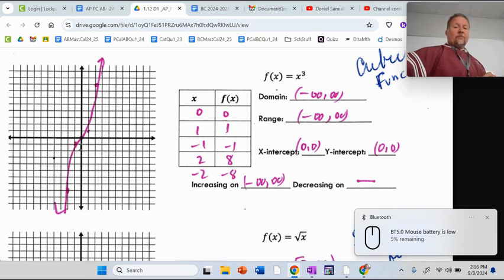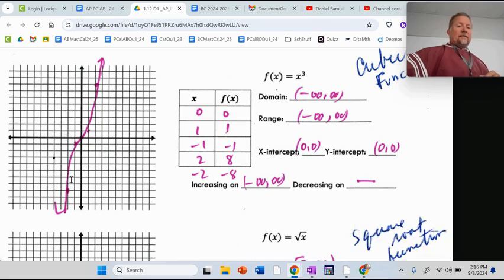-1. Uh-oh. -2 cubed is -8. 1 cubed is 1, and then 2 cubed is 8. So those were the last one that I covered, and then we'll go into the square root here when the time is up. And that's it.